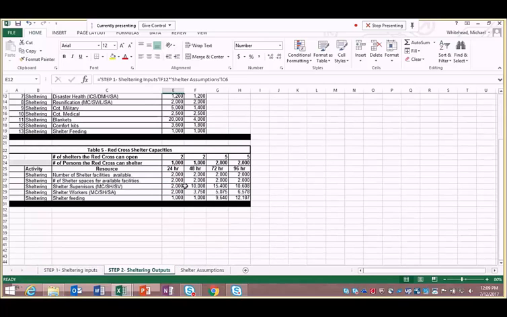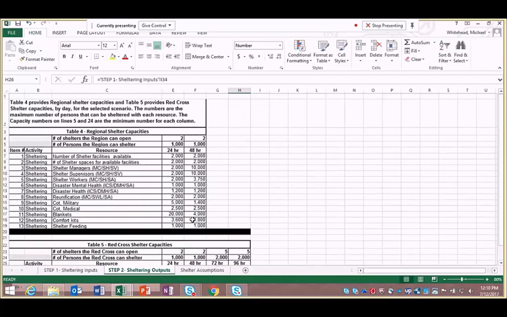And then once again, when you get your additional capacity resources, you'll see what the capacities are for each of these resources. And this will identify what the shortfall is in your resources as to why you are unable to shelter additional persons.